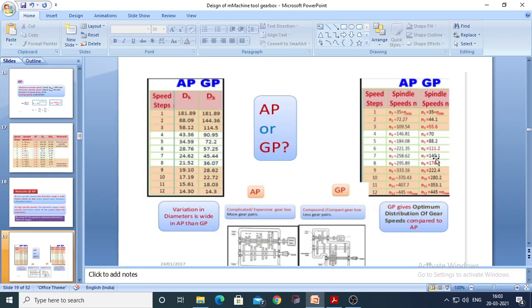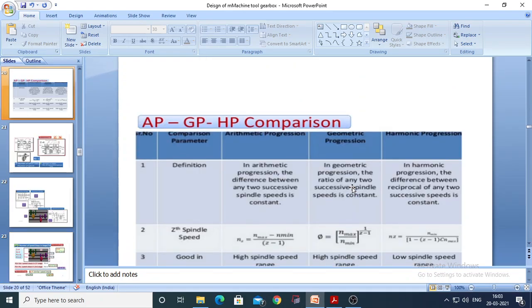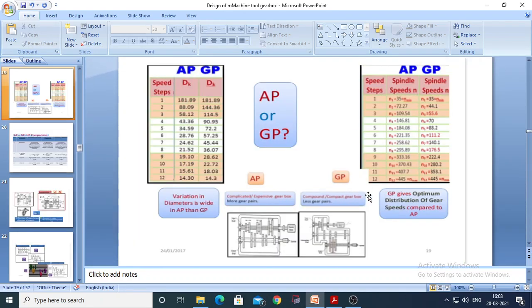Then which law is better, or what are the advantages of the GP? We'll see the comparison. See, the advantage of the GP is that a multi-speed drive with geometric progression gives the constant loss of economic cutting speed in the total speed range. How to get that constant loss of economic cutting speed? We will see the details.